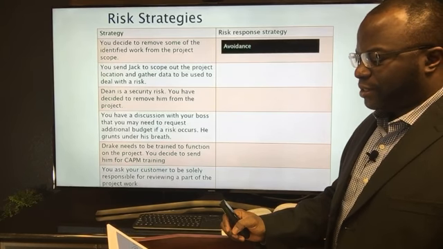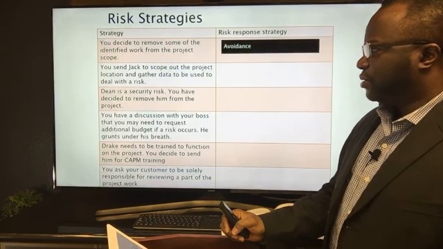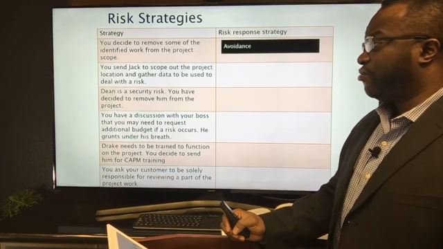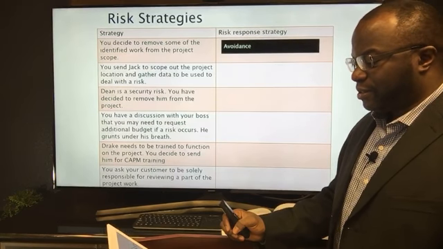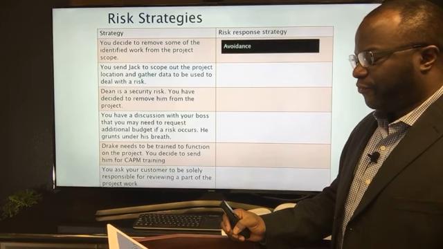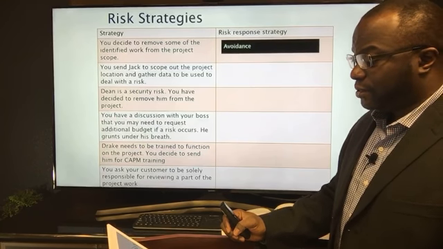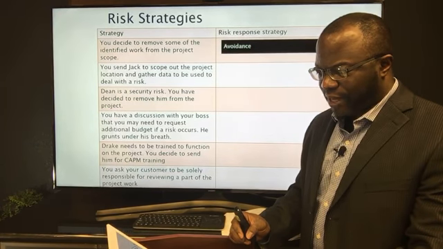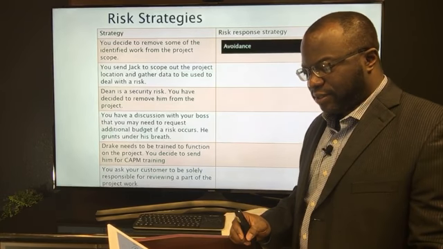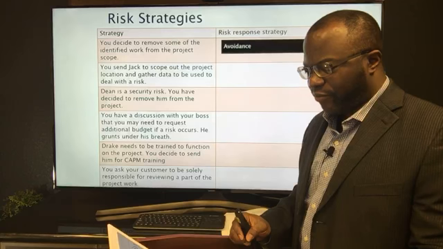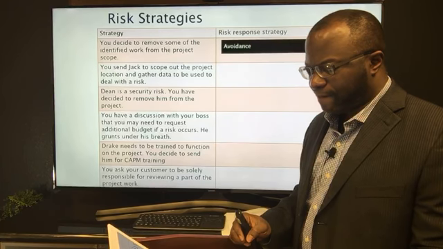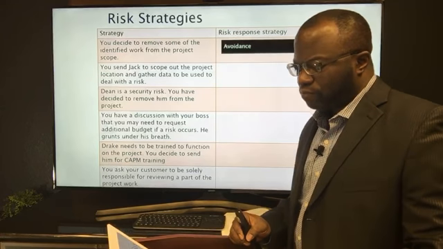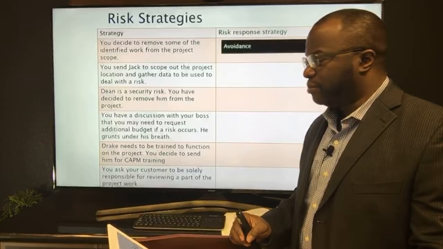You send Jack to scope out the project location and gather data to be used to deal with a risk if it occurs. If it occurs, then do XYZ. What does that make it? I'm finding some gaps, and that's good. It's either going to be avoid, transfer, mitigate, or accept.